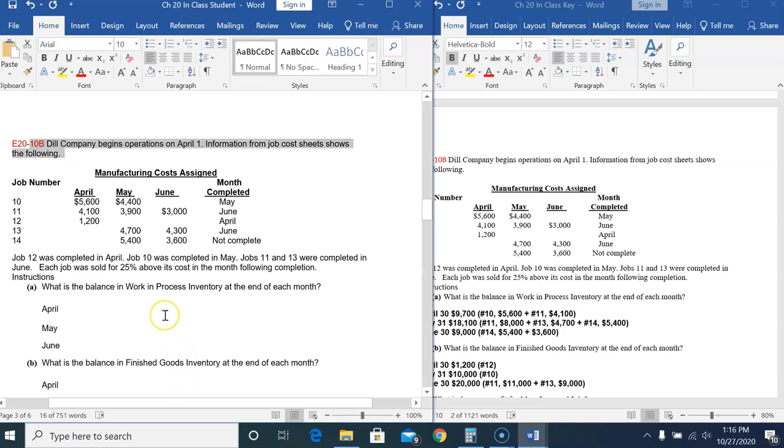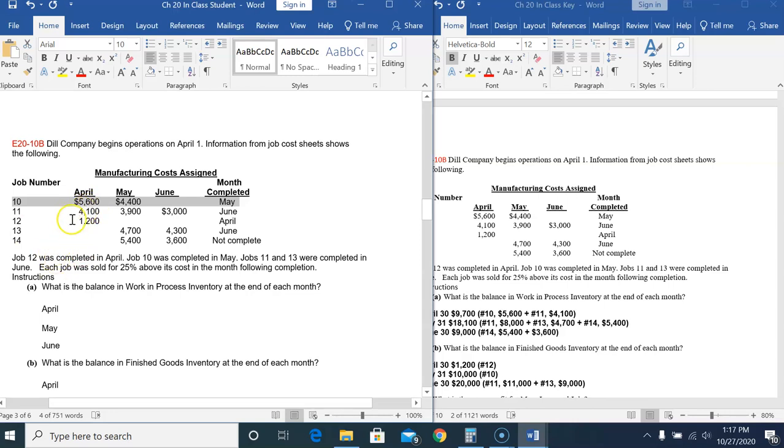Dill Company begins operations on April 1st. Information from job cost sheets show the following. Job cost sheets are a document, or nowadays a digital record, of each job and the cost incurred as it's being manufactured. So think of this as like a little side subsidiary ledger. It is keeping track of the details outside of the general ledger, keeping track of costs as they are incurred. And these job cost sheets help us as we're preparing journal entries into the general ledger.